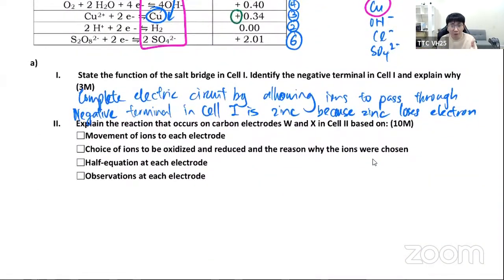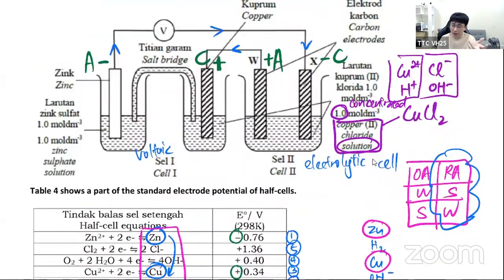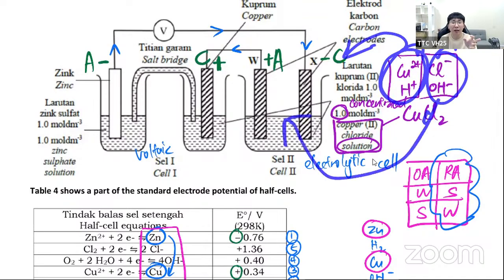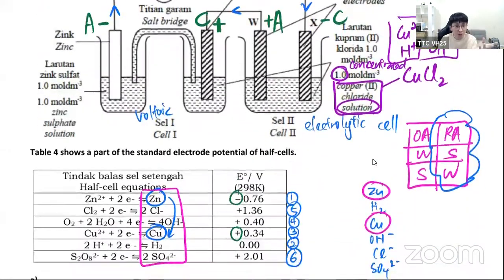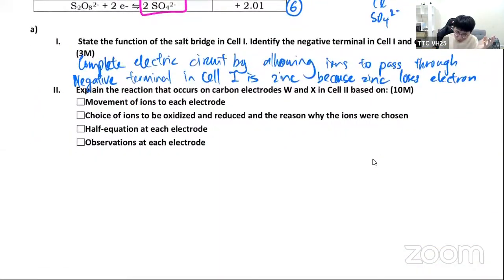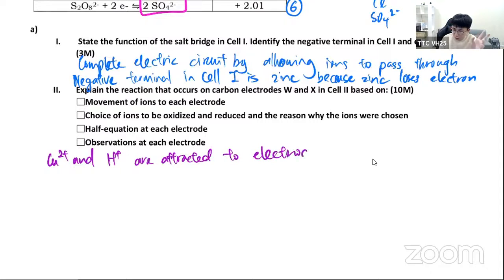Let's say they ask about movement of ions to each electrode. The movement of ions usually follows the name. A positive ion is usually called a cation. Cations will move to the cathode, and anions will move to the anode. So the two positive ions we have are Cu2+ and H+. First of all, we can say Cu2+ and H+ are attracted to the cathode, which is electrode X.